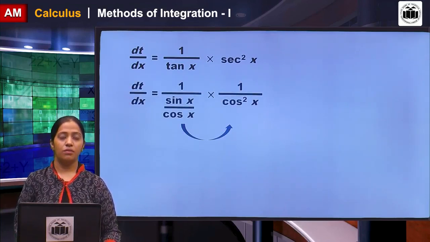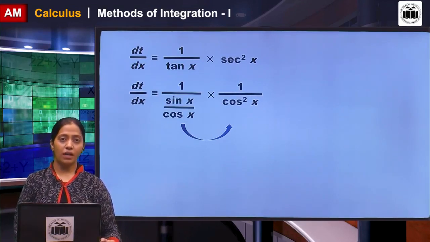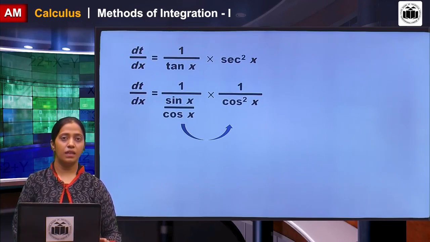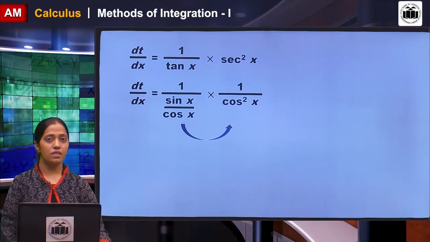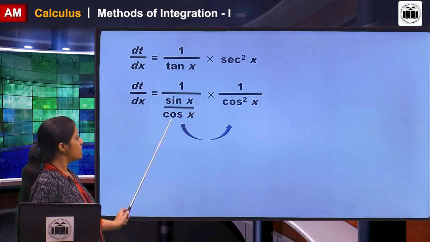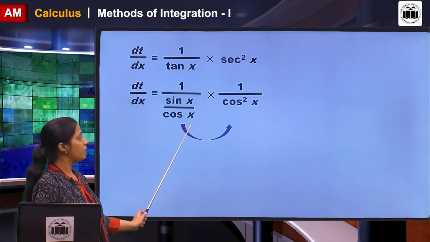Now, after that we will convert this tan x into sine and cos form. Why I am converting that I will explain later on. But first we will convert this tan x and sec x into sine and cos form. So 1 upon tan x is what? Cos x by sin x, and sec square x is 1 upon cos square x. Now you will easily see that this one cos x from here and this cos x get cancelled.